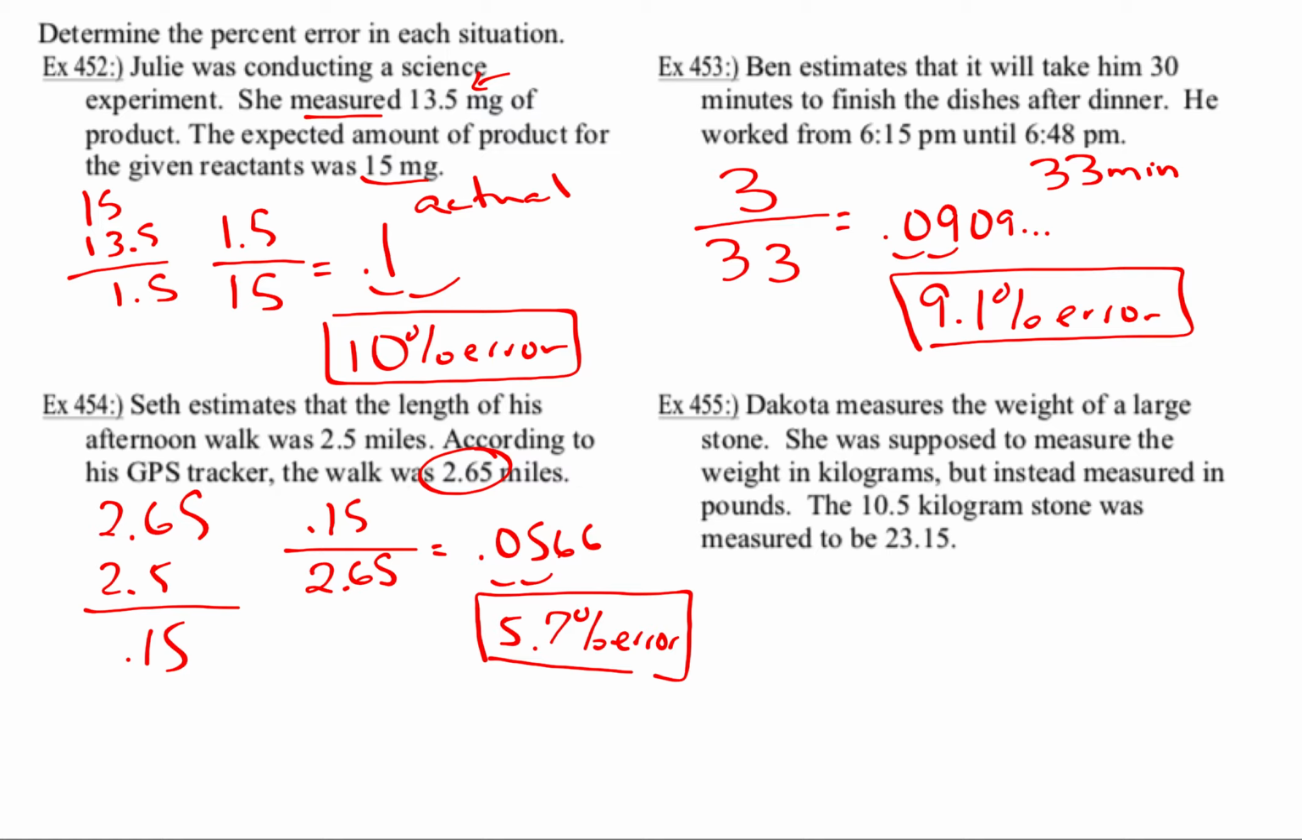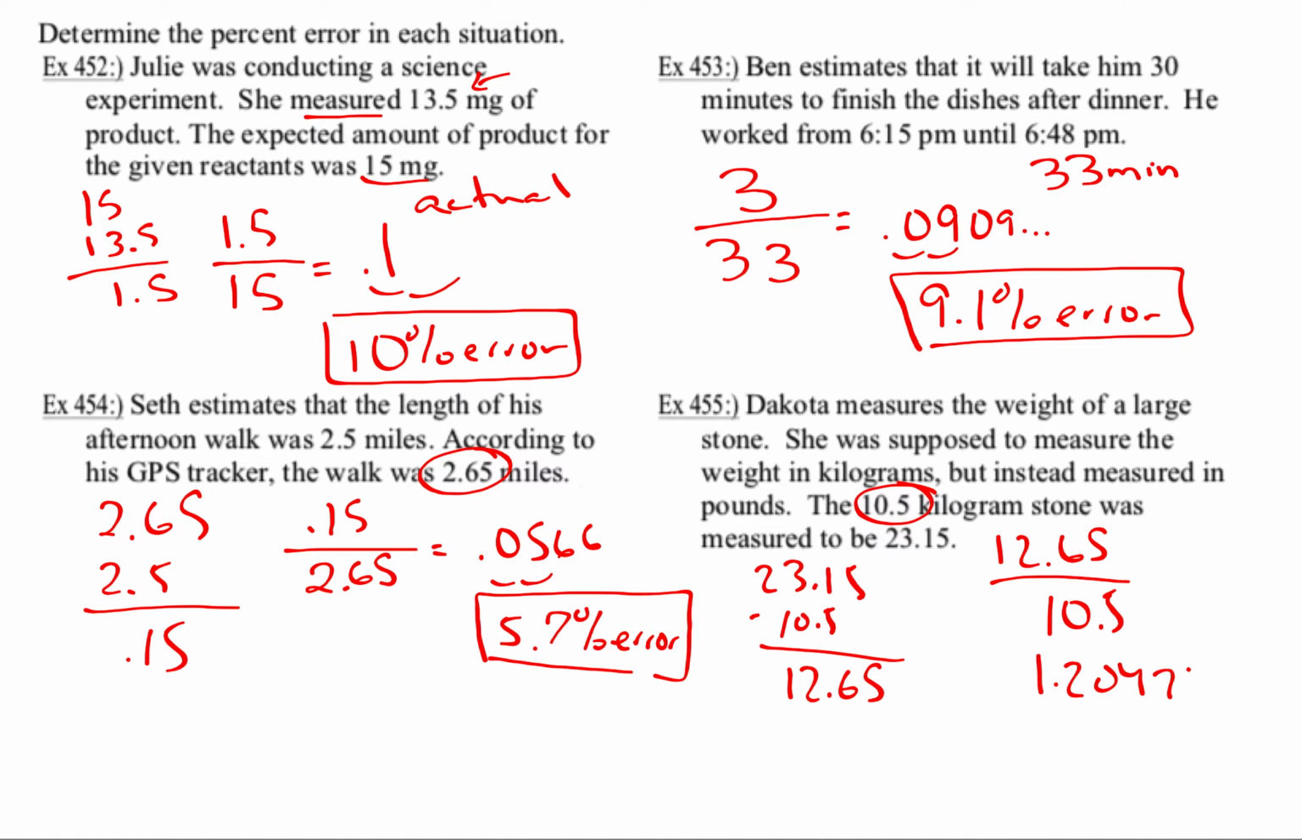Dakota measures the weight of a large stone. She was supposed to measure the weight in kilograms, but instead measured in pounds. The 10.5 kilogram stone was measured to be 23.15. Well, first we subtract to figure out how far apart they are. 23.15 minus 10.5 is 12.65. We take the 12.65 and divide it by the actual amount, 10.5, and we get 1.204676. Moving the decimal, that's 120.5% error.